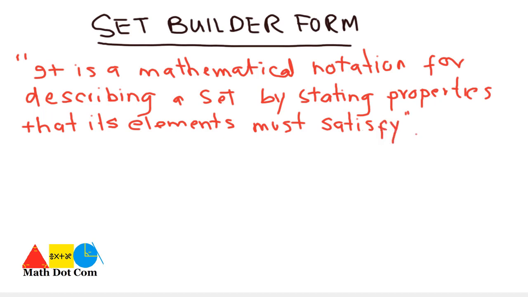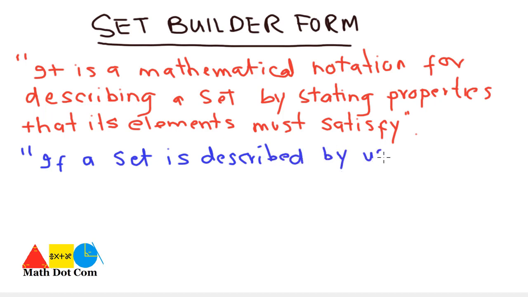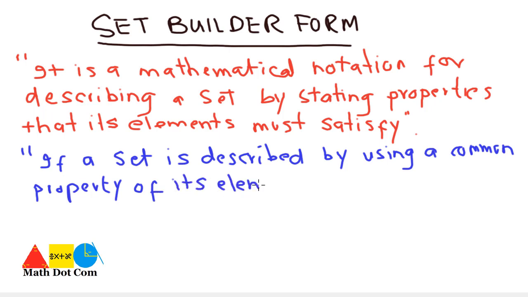It is also defined as: if a set is described by using a common property of its elements, it is called set builder form.